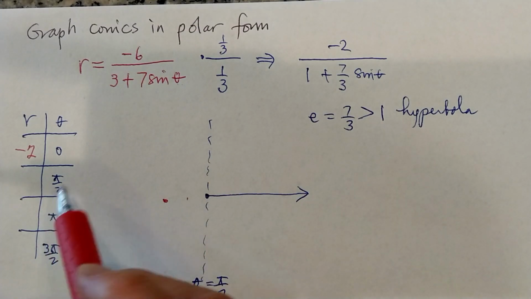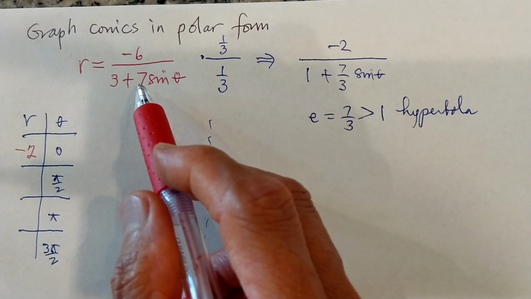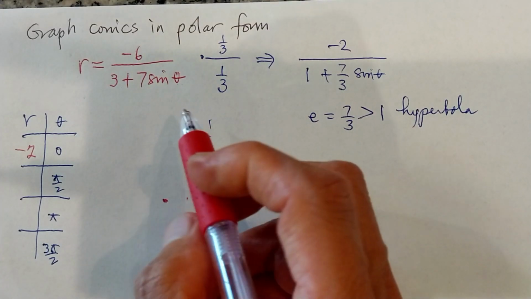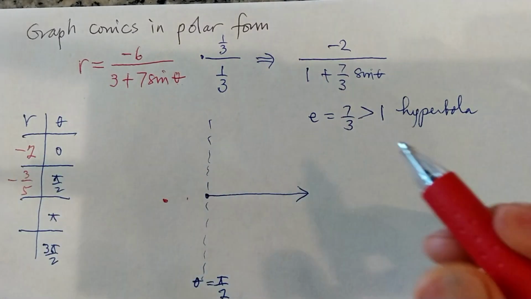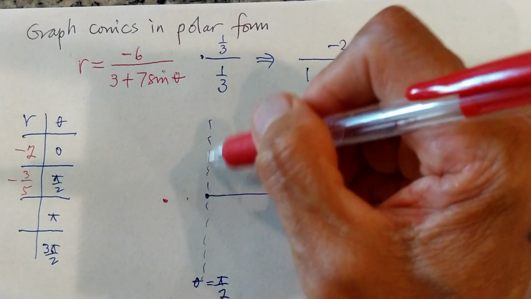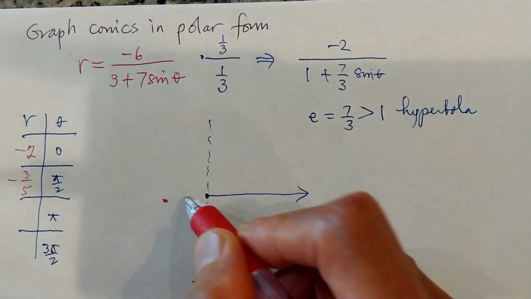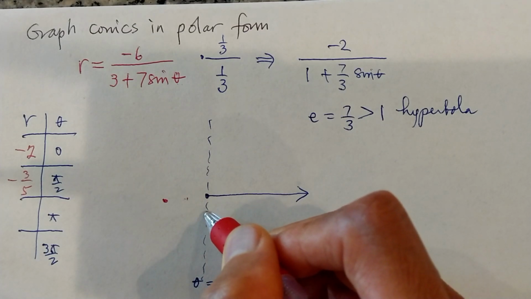At pi over 2, sine pi over 2 is 1. 1 times 7 is 7. 7 plus 3 is 10. -6 over 10, or -3/5. So at pi over 2, the value of r is -3/5, in the extension. If this is -1, then -3/5 should be somewhere here.